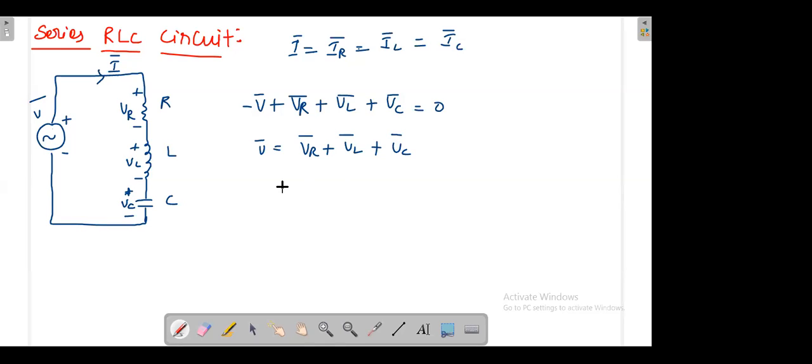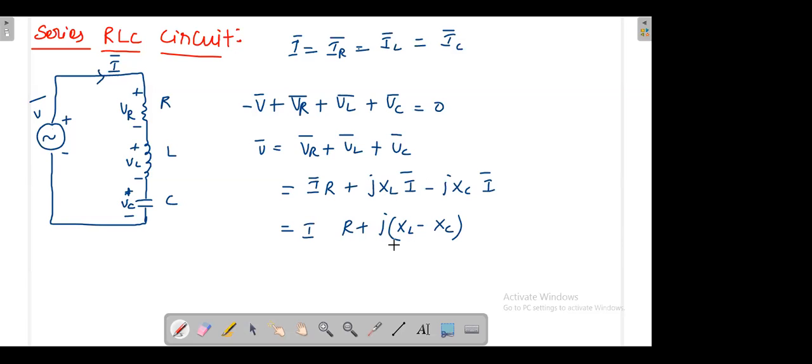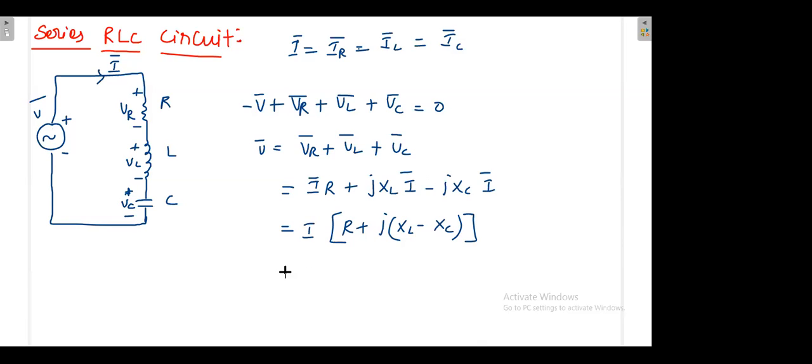VR can be written as the product of I into R, and this one is jXL I, and this is minus jXC I. So I you can take outside. Finally, R plus j(XL minus XC). And again you can replace this equivalently with V is equal to I times some impedance Z.